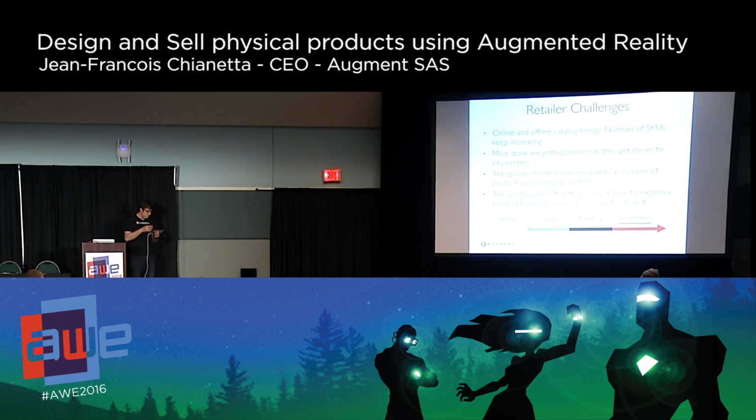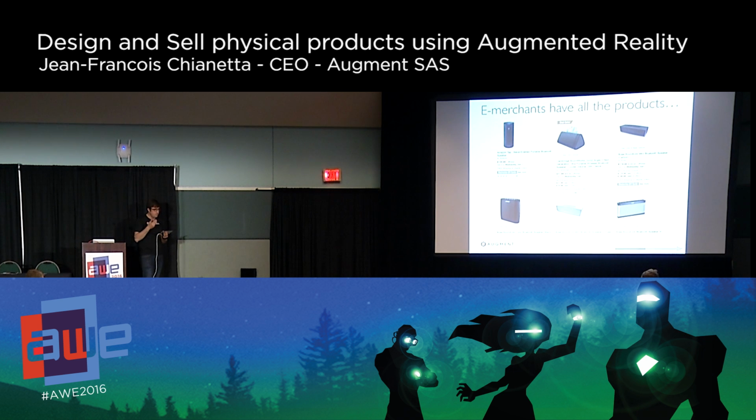And if we go to the e-merchant part, the e-merchant has all the products. That's not a problem. Their catalog can be infinite because they don't need to have a stock. But then you end up on this page. You want to buy a Bluetooth speaker, and they all look alike. You have no idea about the size. And you need to think about, is 100 millimeters a lot bigger than 120, or than 3 inches?